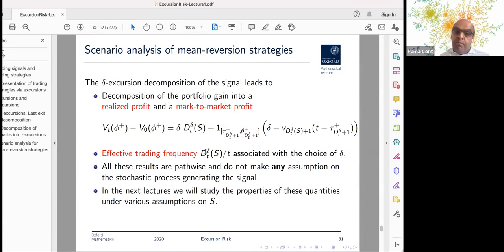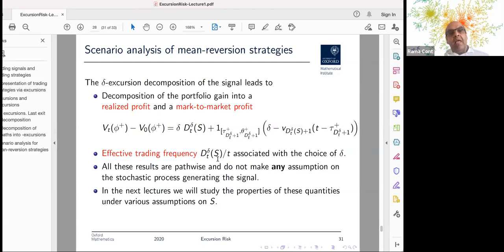Can we compute this for various examples based on some assumption on S? Yes, we can, and it's very interesting because it links to the local time properties of S. We can say many things about this, and it will lead to a quantitative connection between the trading frequency of these strategies and the choice of S.